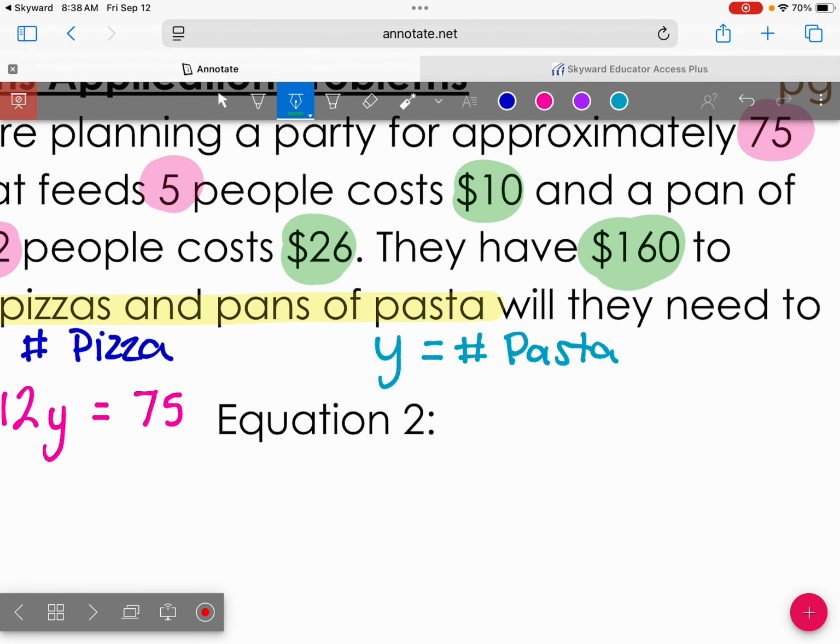So very similar structure. We're going to do $10 for every pizza. We called our pizzas X. And we know it's going to cost $26 for every pasta, and we called our pastas Y. If we combine those 2 costs, I would like to spend as close to my budget as possible. We want to spend our $160.